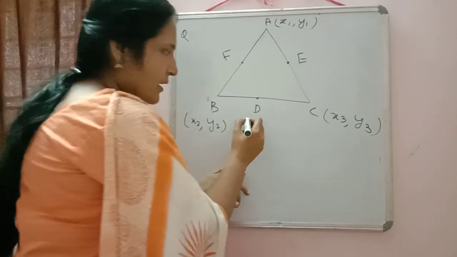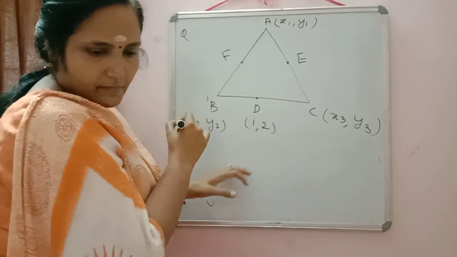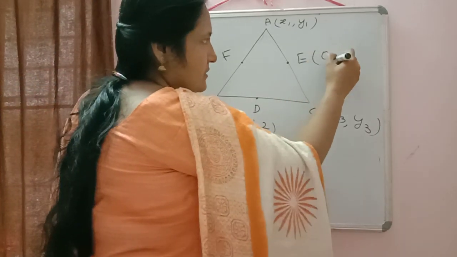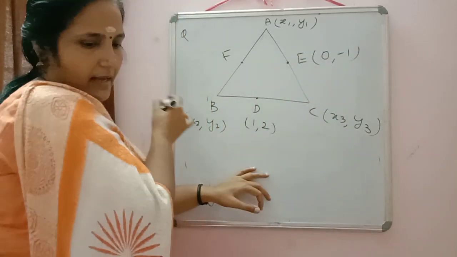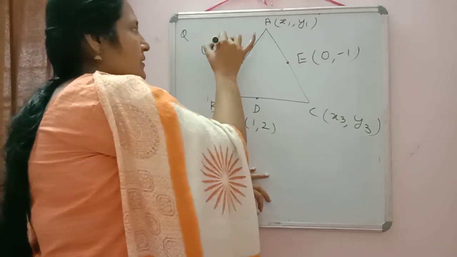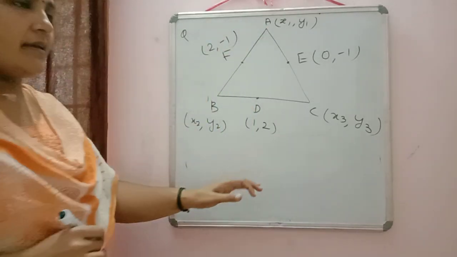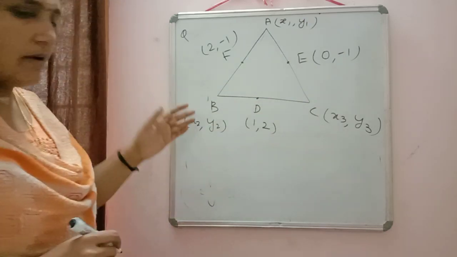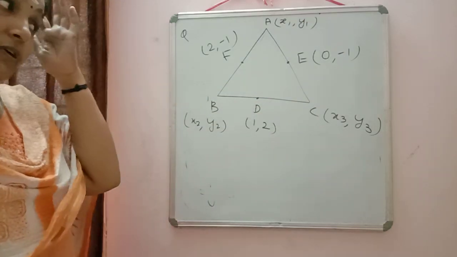And these coordinates are not given, so I am writing them as x1, y1, x2, y2, x3, y3. And the coordinates of these points are given. First one is 1, 2, 0, minus 1 and 2, minus 1. We have to find out the values of all of these. Now how will we do this one?